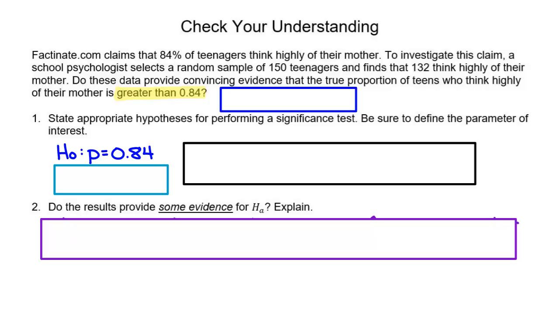Do the data provide convincing evidence that the true proportion of teens who think highly of their mother is greater than 0.84? They're telling me there what the HA is. The HO and the HA will always have the same numbers. The HO will always be an equal to, and the HA is going to be one of three things. It'll either be a greater than, less than, or not equal to whatever the HO was. So in this case, because it says greater than 0.84, the HA is that P is greater than 0.84.